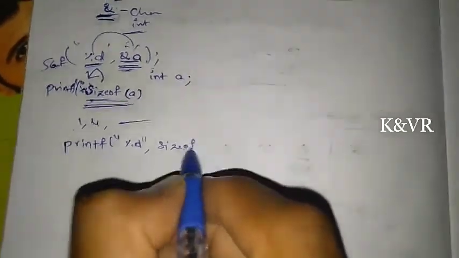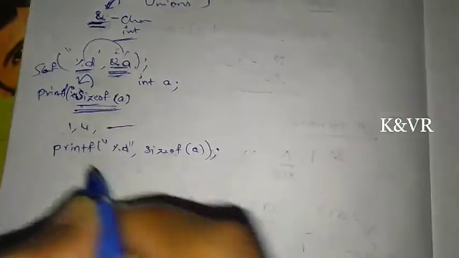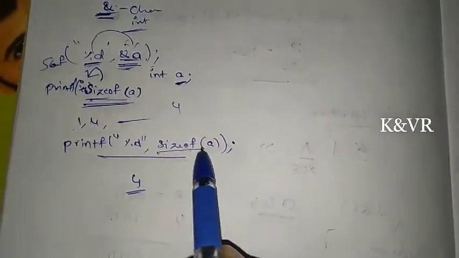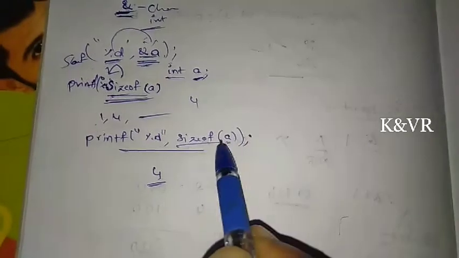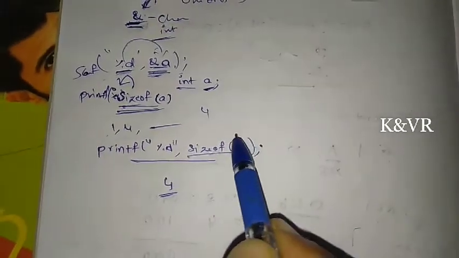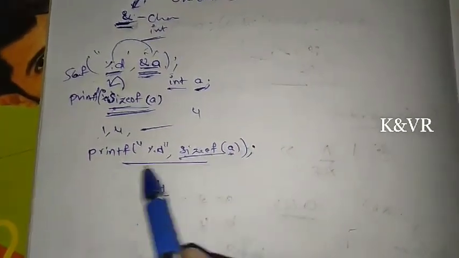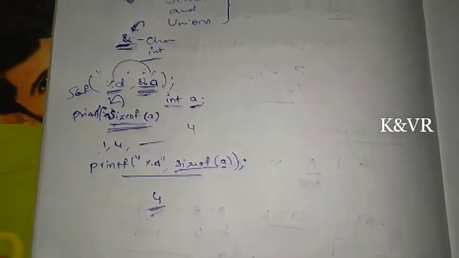Sizeof a. The result is 4 because in C the size of an integer is 4. Here I am declaring integer a and a is of type integer, so the value is 4, the size of the value is 4. I am printing this one. These are the operators in C.